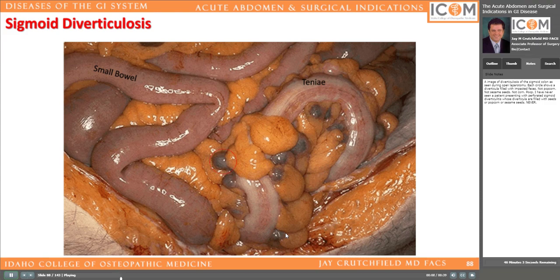Each red circle shows a diverticuli filled with impacted feces. It doesn't contain popcorn or sesame seeds, corn kernels. It only contains hard, impacted poop. I've never seen a patient presenting with perforated sigmoid diverticulitis whose diverticuli are filled with seeds or popcorn or sesame seeds. Never. Do not tell your patients to avoid popcorn, corn, or sesame seeds for fear of developing diverticulitis. This simply is not true.